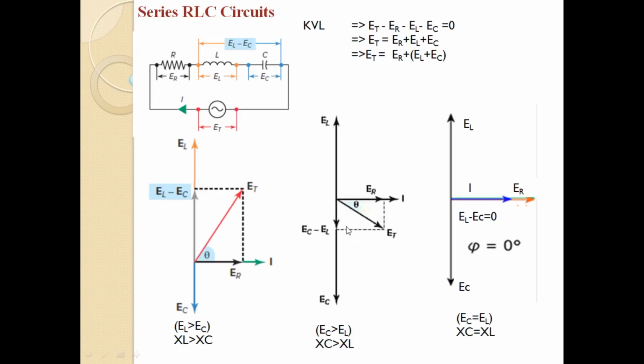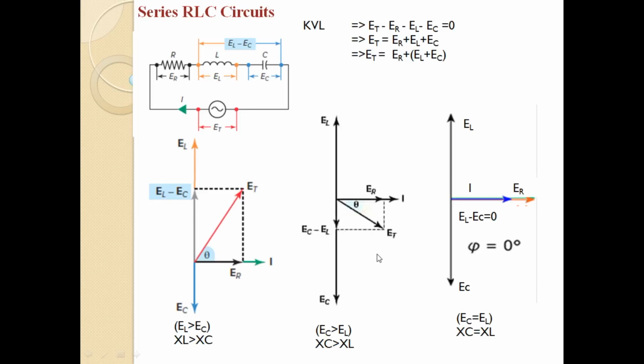So in that case you can see that this is the drop across the inductor EL and this is the drop across the capacitor EC, and the magnitude of EC is higher than that of EL. In that case the phasor sum of EL and EC will be in the direction of EC, and it is marked as EC minus EL, this phasor from this point up to this.